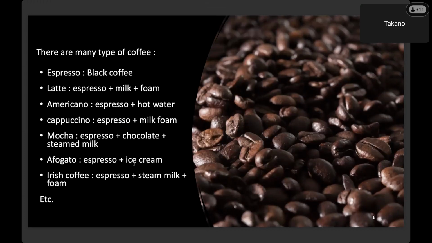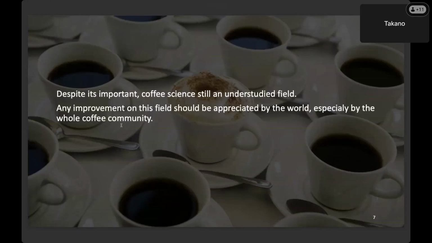So we have many types of coffee. Here are some examples. We have espresso, latte, americano, cappuccino, mocha, affogato, Irish coffee, and so on. As we can see here, the taste of all of this coffee can be improved by adding some amount of milk and so on, except for espresso.